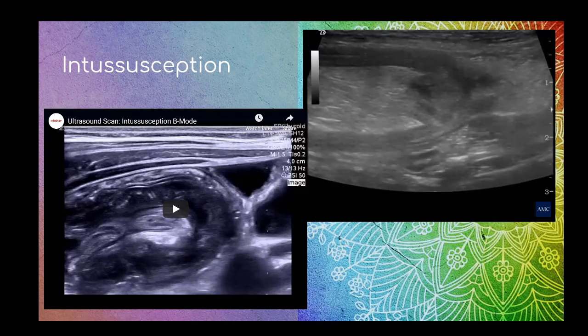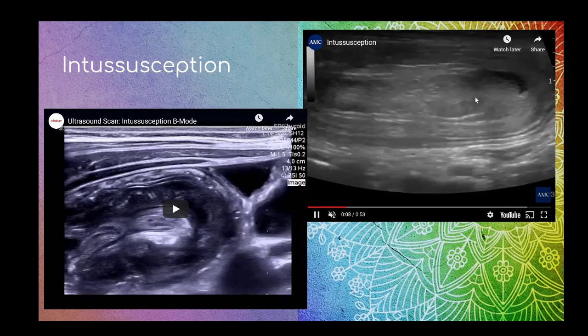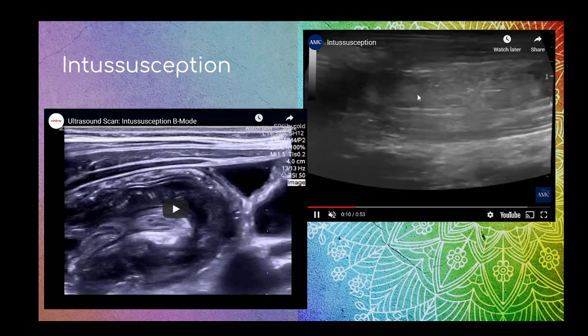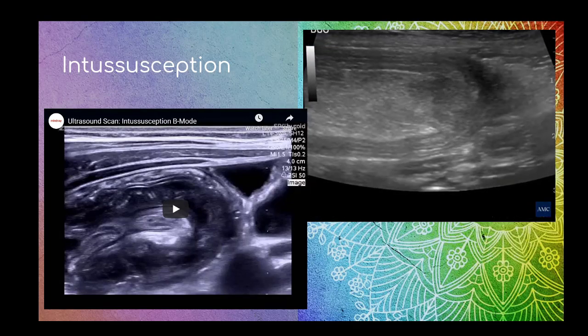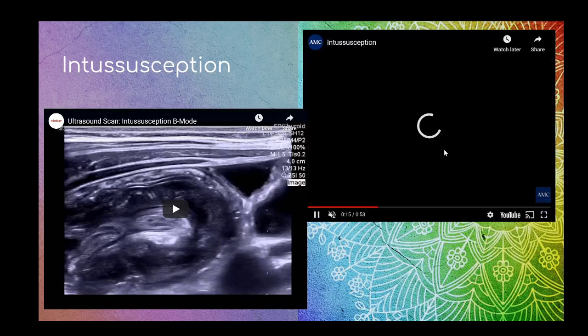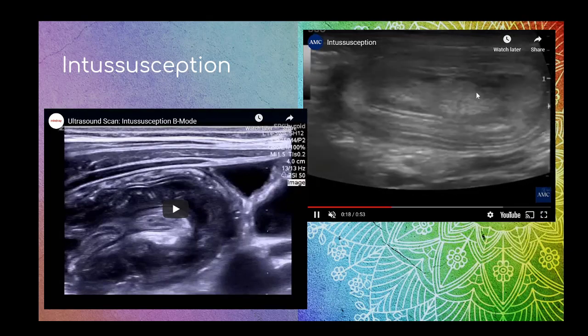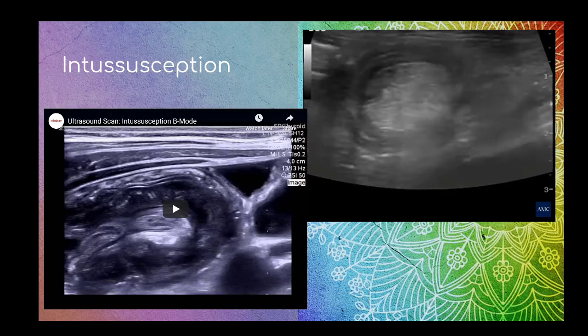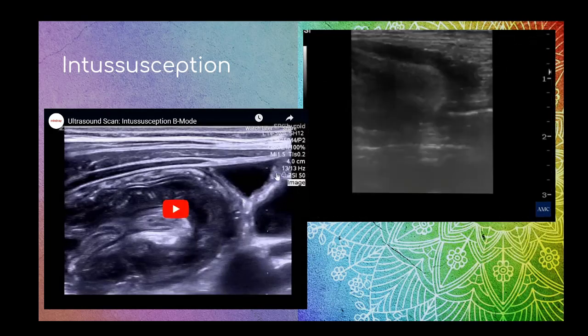So this is actually in an animal, but same idea. We have the layers of the bowel, and then we have that second layer coming in here. And look how big these are. This is really how big it is. It takes up a big chunk of your screen usually. That's why I'm saying you're not going to miss this. So you can kind of see in transverse it turned into that target sign.